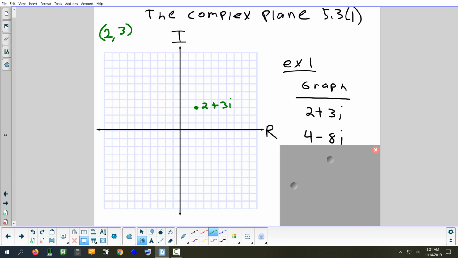Jason, what's my real part there? 4. 4? Positive or negative? Positive. So we're going to go 4 to the right. And then my imaginary part. Do you want to finish that one up? Negative 8. Negative is down. So right 4, down 8.